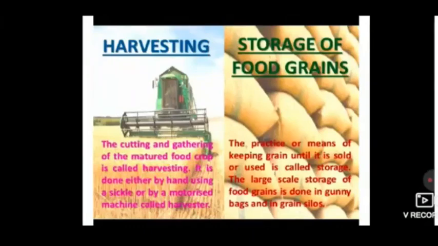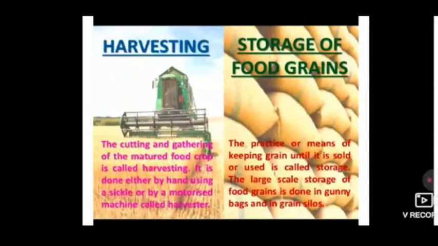After that, we have to store the food grains. Vegetables and fruits are preserved in the cold storage, and large amounts of grains are stored in godown, and these are called granaries. So the practice or the means of keeping grains until it is sold or used is called storage. The large scale storage of food grain is done in gunny bags or in grain silos.